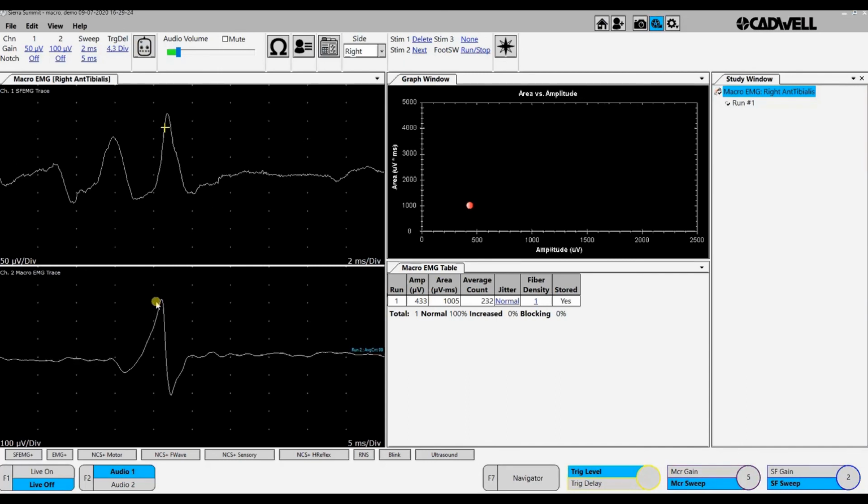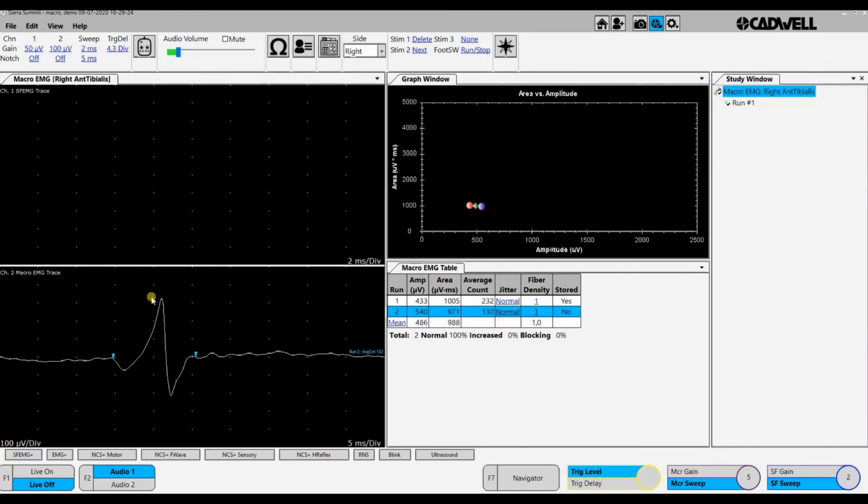Now we have 100 or 110 discharges. I think it's fine. I save that one, and we are ready for the next.